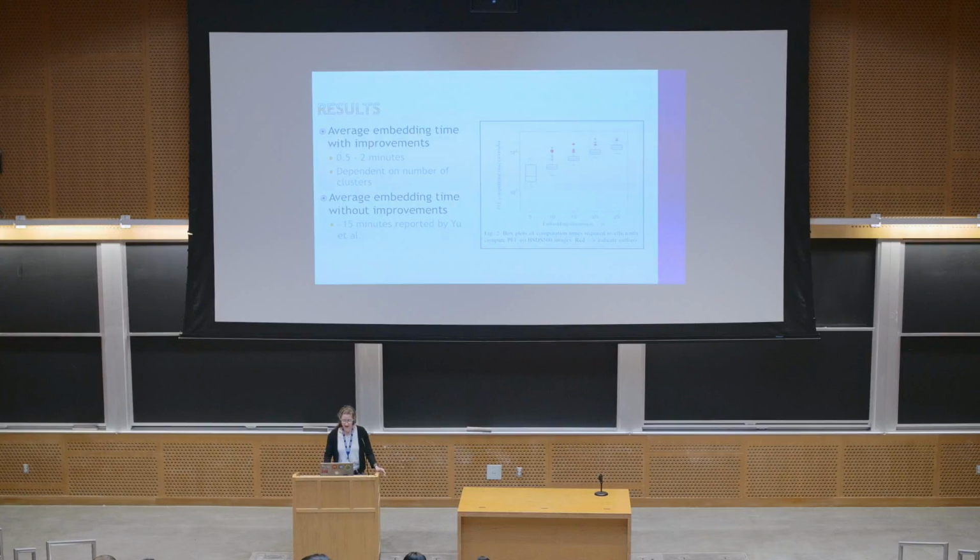Our average embedding time with these two improvements is between 0.5 and 2 minutes, and it's dependent on the number of clusters, which makes sense because the more clusters we have, the longer it's going to take because our matrices are going to be larger. The average embedding time without these improvements, as reported by the original authors of this paper, was around 15 minutes. We were able to get this time down significantly with these two improvements.